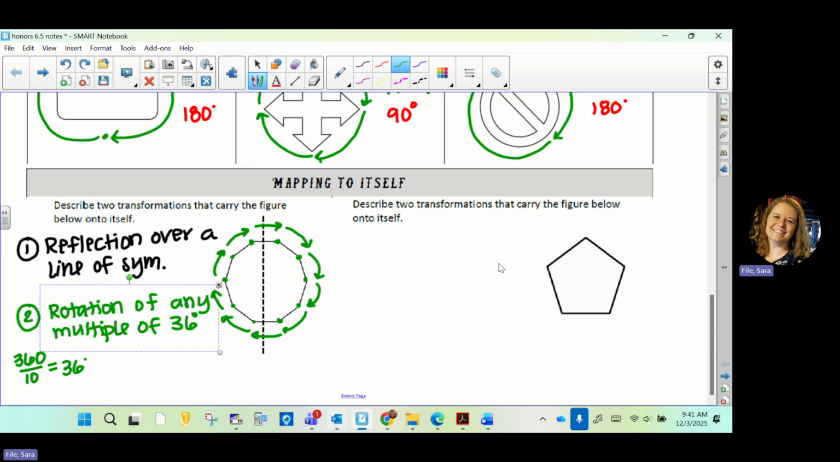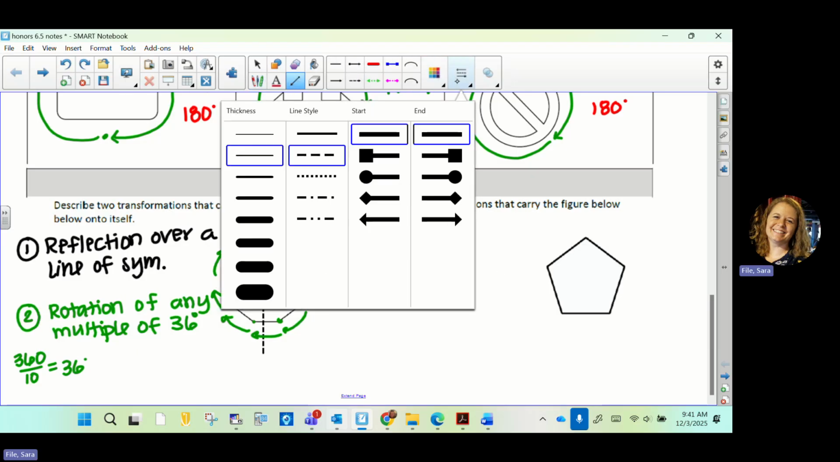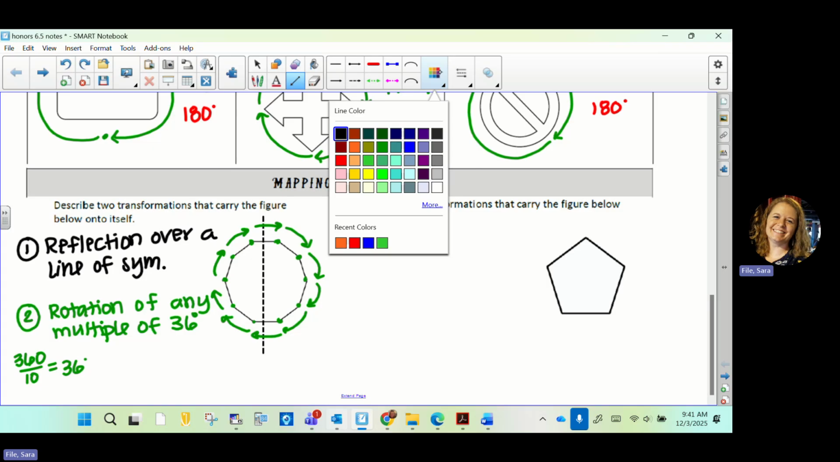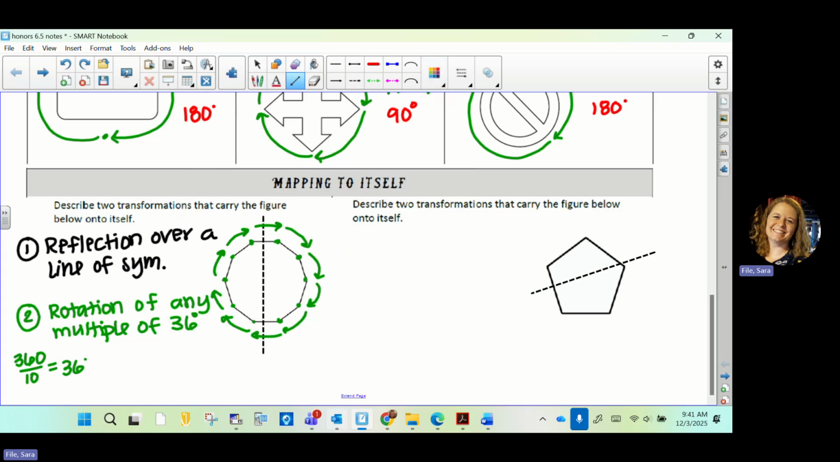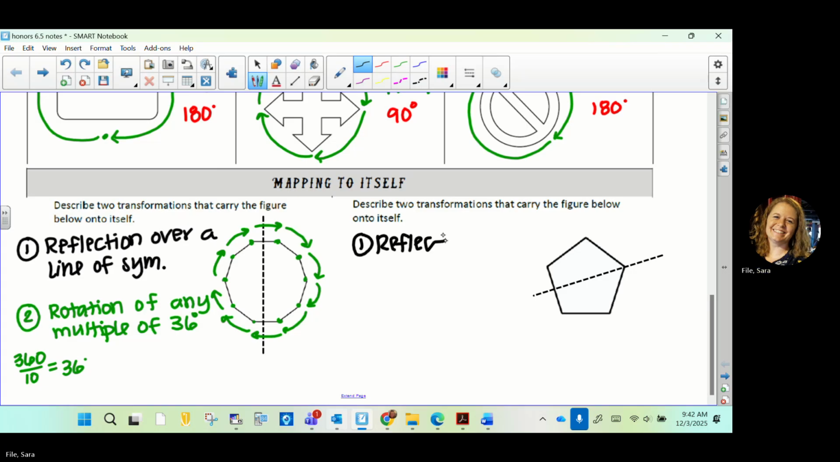Okay. All right, what about this pentagon? What are two transformations that would carry it onto itself? Does this one have any reflectional symmetry? Yes. Okay, and there's lots of possibilities. I'll just draw this. Well, maybe I'll draw a better one. There, that's better. Okay, so same concept. I could have a reflection over a line of symmetry. Or, does this one have rotational symmetry?